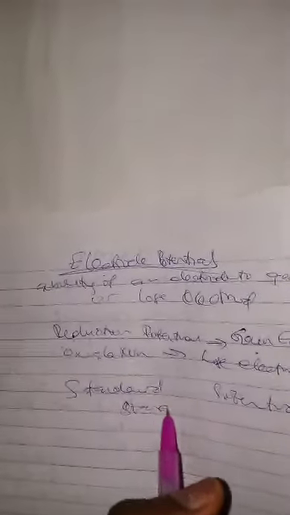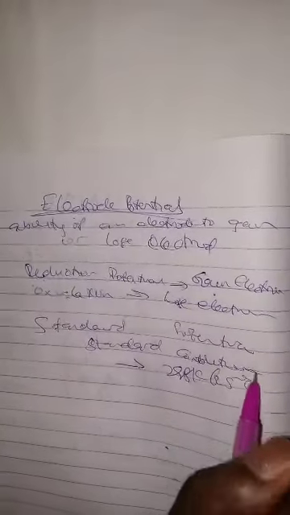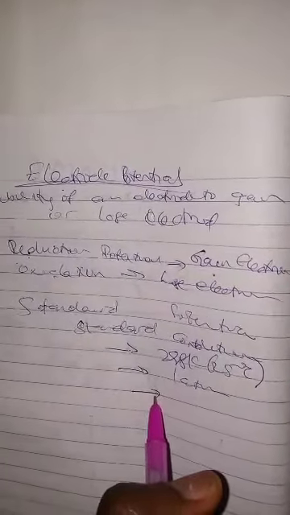Now there's something we call standard reduction potential or standard oxidation potential. Standard oxidation potential is when the oxidation potential is measured under standard condition. Standard reduction potential is when the potential is measured under standard condition. And what is the standard condition? The temperature must be 298 Kelvin or 25 degrees Celsius. Then the pressure must be 1 atm, and it must be referenced against hydrogen. The oxidation potential or the reduction potential of hydrogen is 0.0.